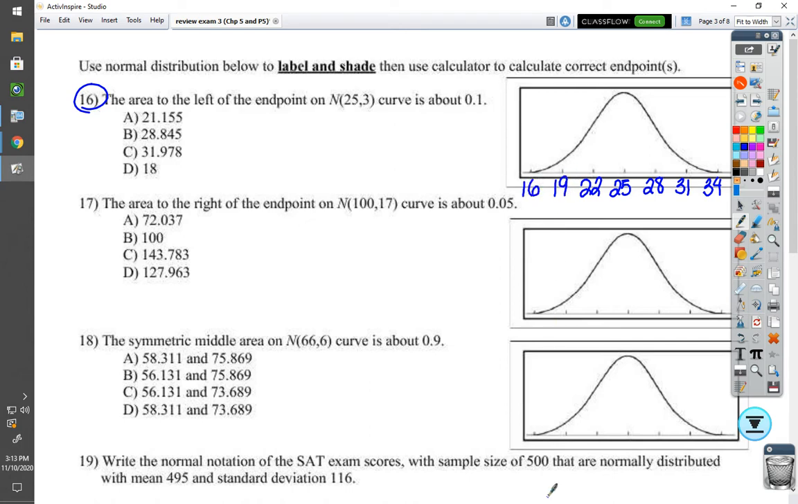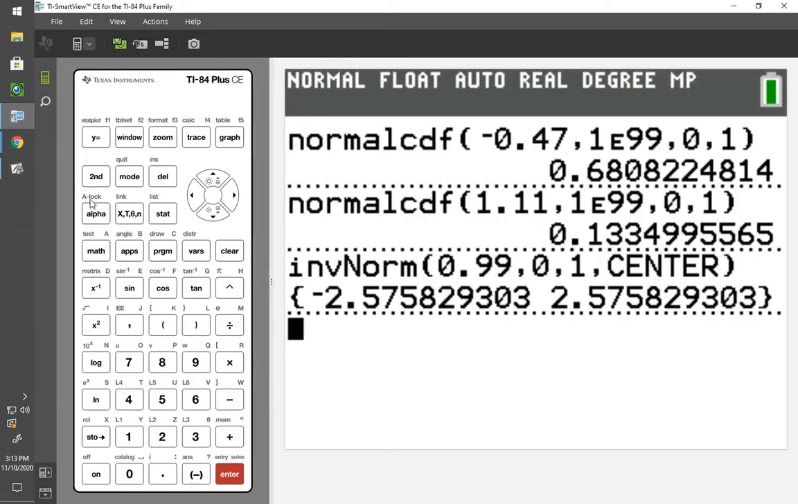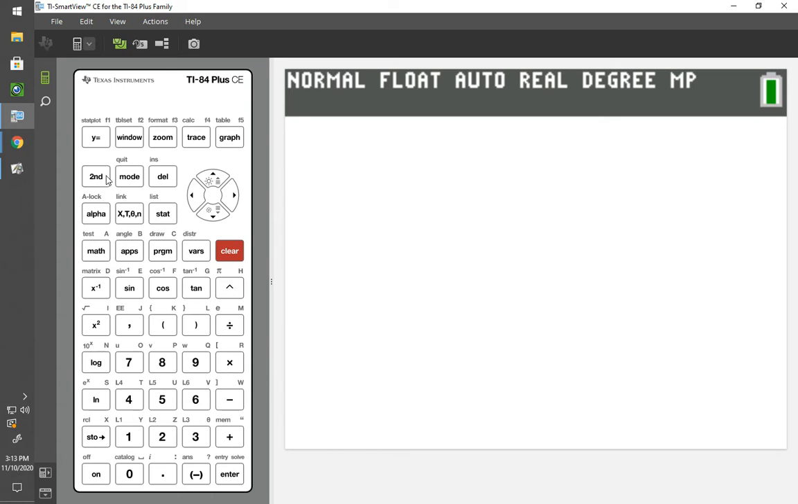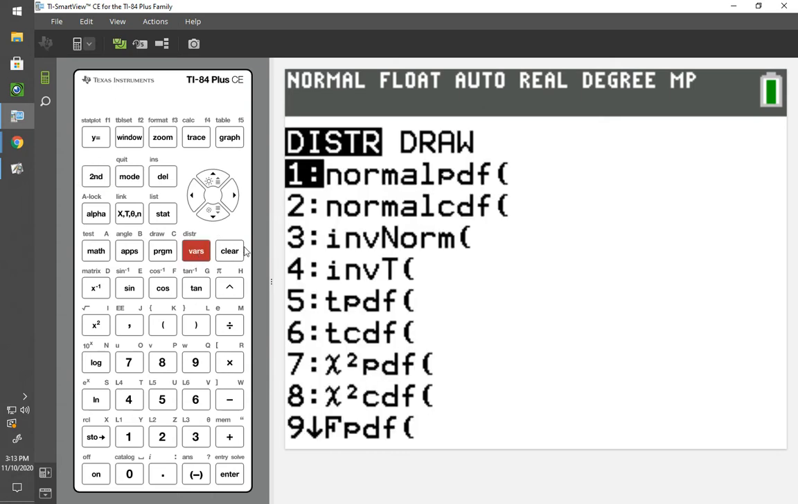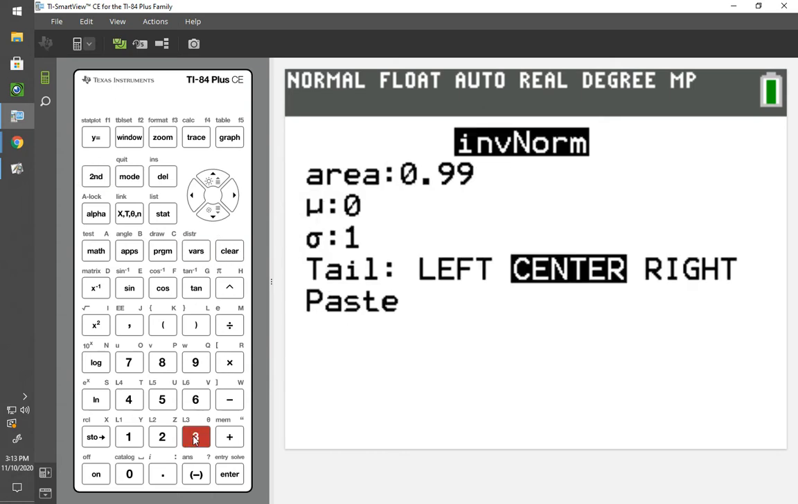I'm supposed to do the area to the left of the endpoint on the N(25, 3) curve, which is about 0.1. This is my area. What I'm looking for is the endpoint that associates itself with that. So it's going to be a calculator, and it's going to be an inverse value. Again, no matter which one I pick, I'm going to go to the inverse variation. In a calculator, it's number 3. The area that I'm calculating is about 0.1, or 1%, excuse me.